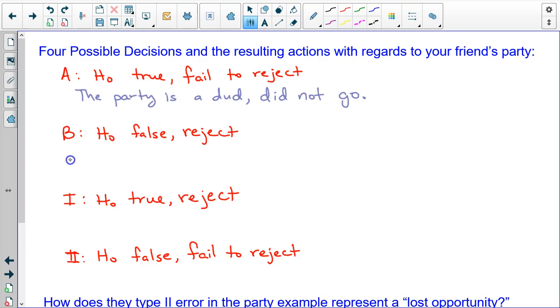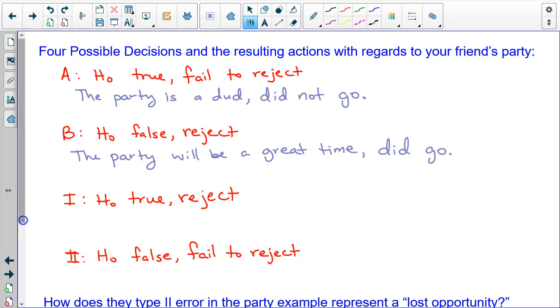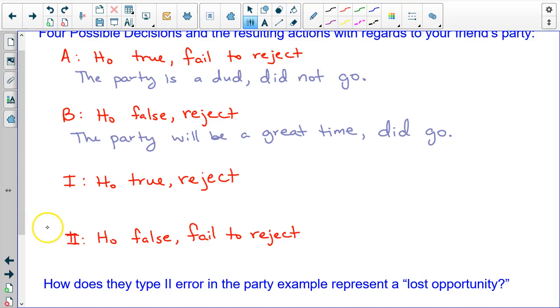Okay, on this one, the null is false. So if the null is false, the party is a great time, or will be a great time. Because we rejected the null, right? It's false. It's not true. And we reject it, so the party will be a great time. So if we reject the fact that it's a dud, what does that mean? Yeah, we went. So we did go. So the party's a dud, we didn't go. The party is a great time, and we did go. Those are two good situations, right?